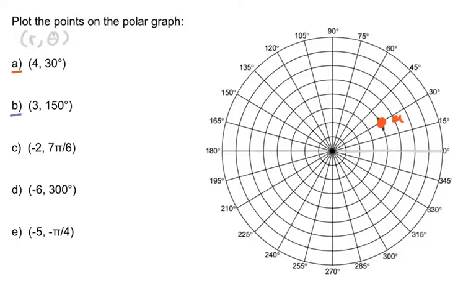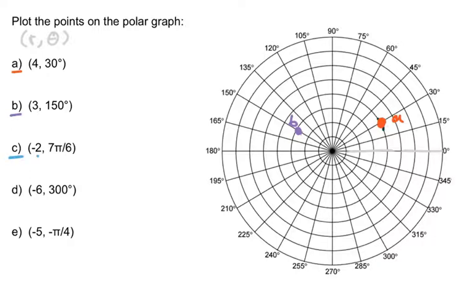Let's try that again. B, we have 3, 150 degrees. So I come over here and I go, okay, well, here's my 150 degree line. And I'm going to count out 3 rings. 1, 2, 3. So this point, 1, 2, 3 rings, that is how I got to my solution for point B.